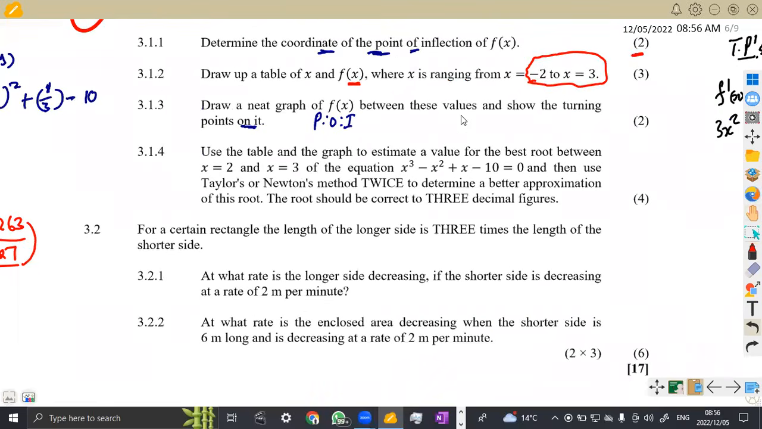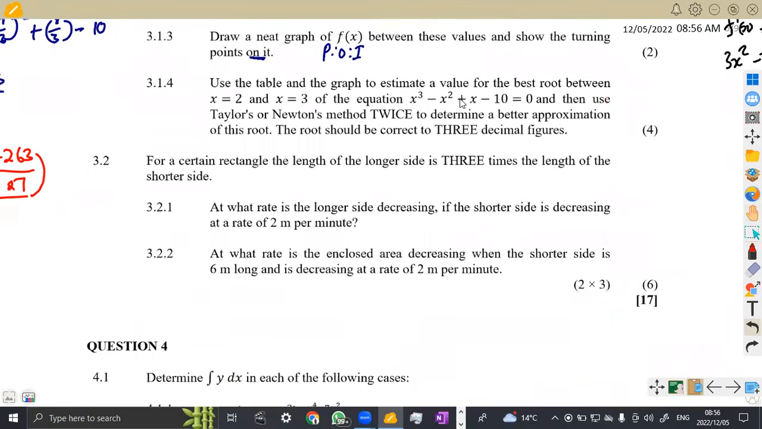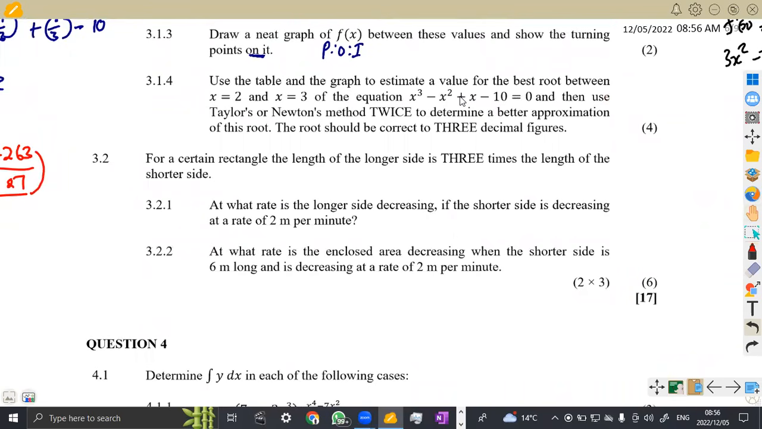The 3.14 is: use the table and the graph to estimate the value of the root between x equal to 2 and 3, of the equation that we had, and then use Newton's method twice. Take note here, we are supposed to apply the method twice to determine a better approximation of this root. The root should be correct to 3 decimal places.